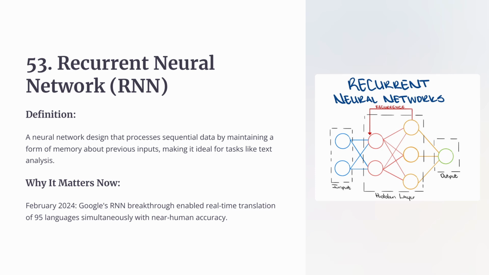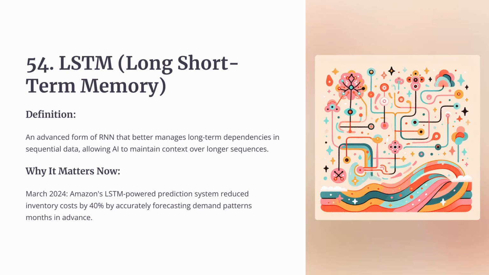LSTM is an advanced form of RNN that better manages long-term dependencies in sequential data, allowing AI to maintain context over longer sequences. Think of this as giving AI a better memory system. While a regular RNN is like remembering what someone said a few minutes ago, LSTM can maintain context from hours ago. Amazon's inventory system shows why this matters. It's like having a business expert who can spot patterns across months of data to predict exactly what customers will want.